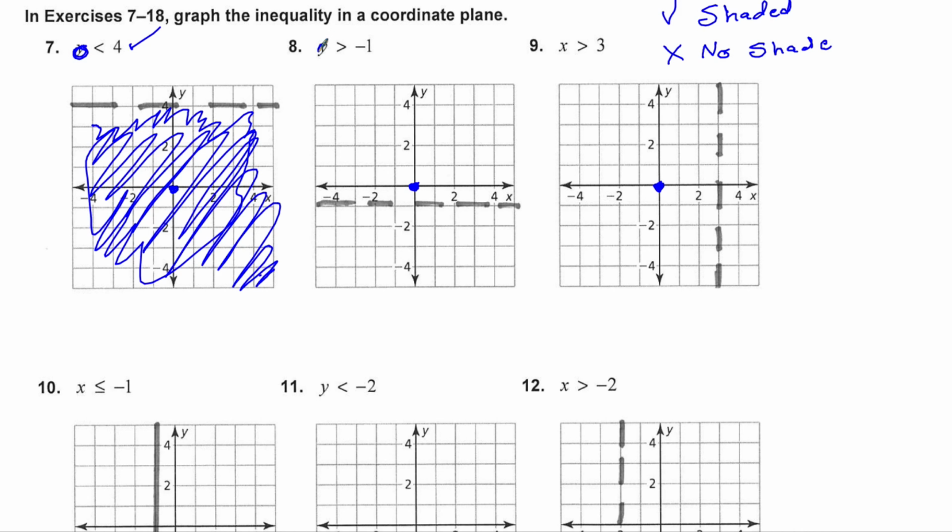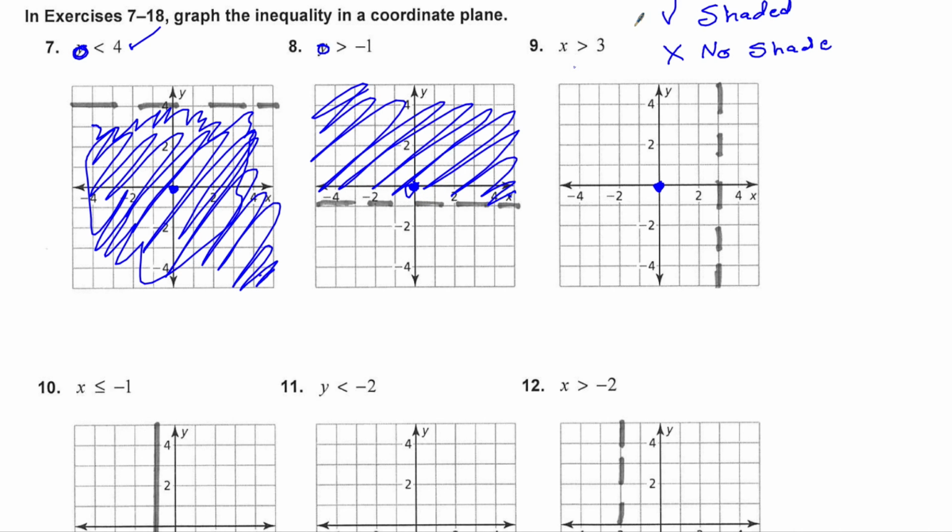Now again, we put in 0. Is 0 greater than -1? That is correct, which means we're now shading that side, the side that includes that point, because that point has to be part of the shaded side. Plug in a 0. Is 0 greater than 3? No, it is not. If it is not, then we don't shade this point. We shade the other side. Okay?